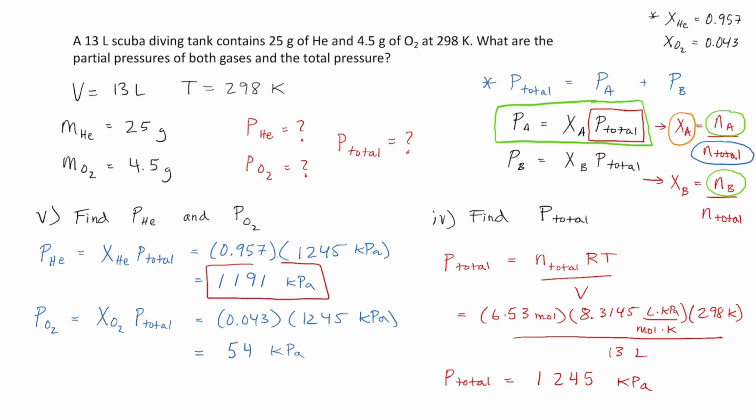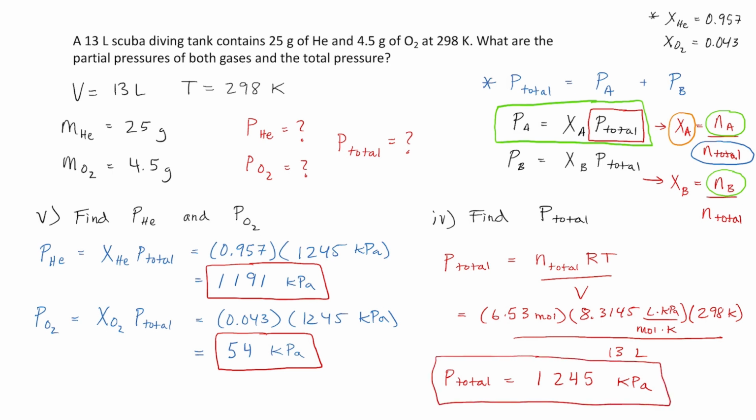And now with that, that's the end of this question. We solved for the partial pressures of helium and oxygen and the total pressure of the system. And that's the end of this lesson on mixtures of gases, partial pressures, and mole fractions.